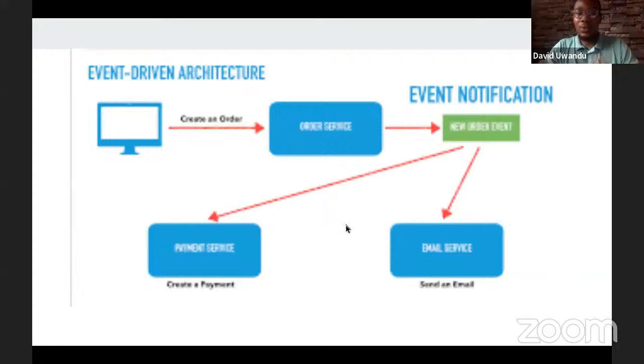So these are the various components. From the user end, that's the client end, an order is created, and it interacts with the other service, and then an event notification is created that a new order has been created. That will now interact with the payment service and also the email service, probably notifying the user that you created this order and your order will be delivered at this time. That's how an event-driven architecture works. Most times it's used for e-commerce sites like Jumia and Amazon. This is the kind of architecture they use.